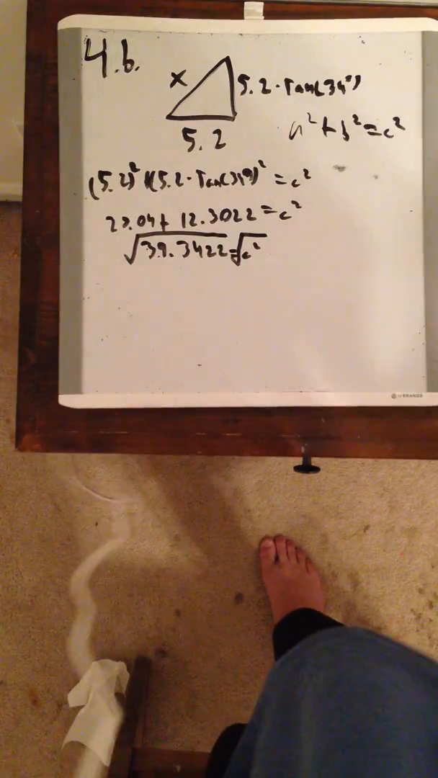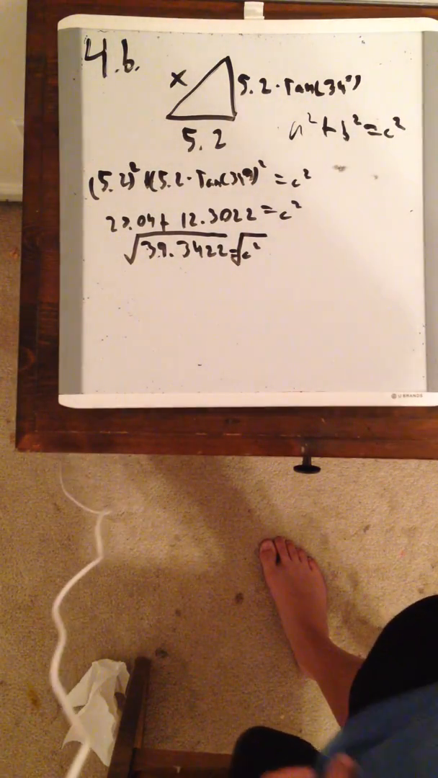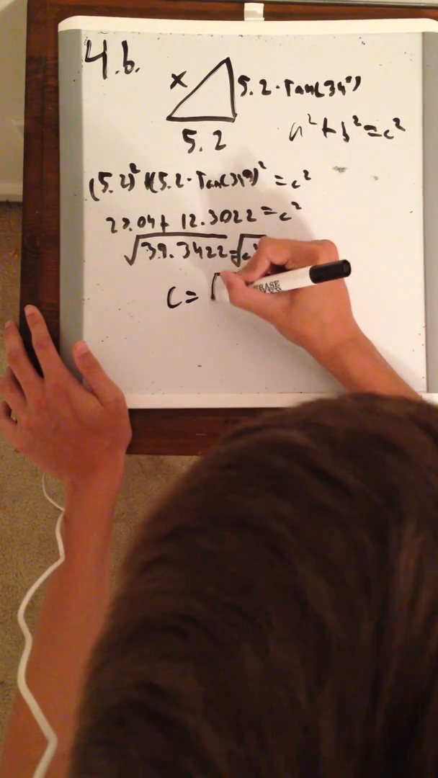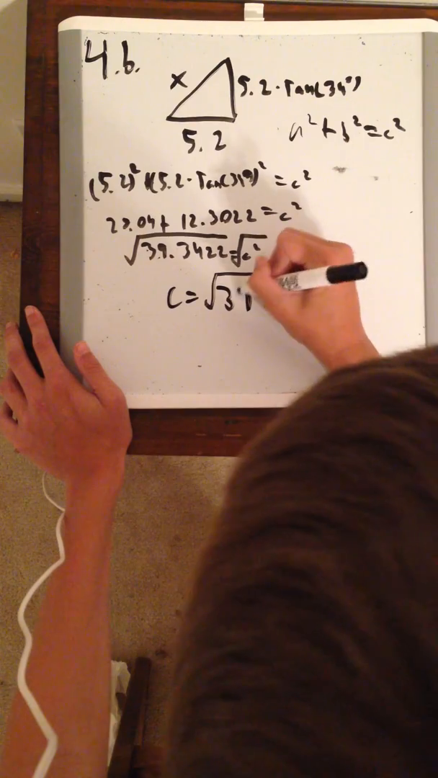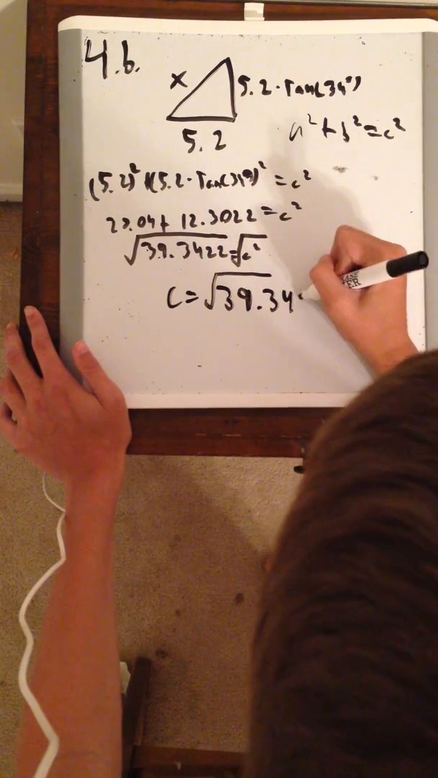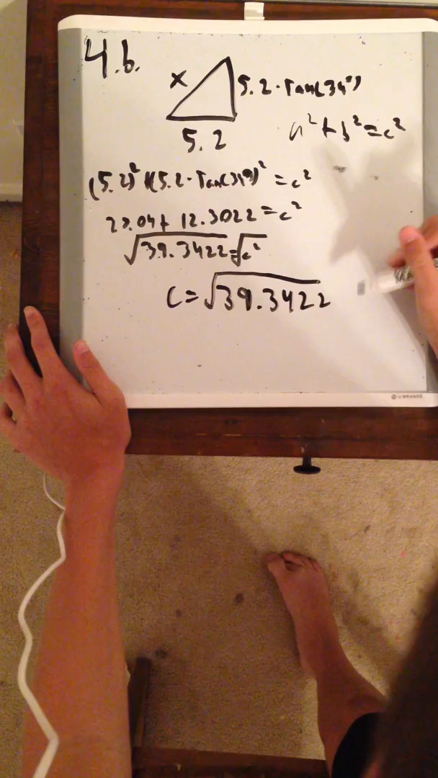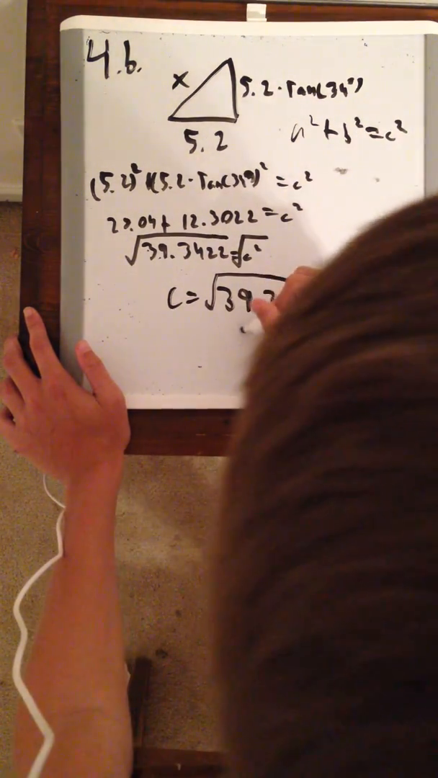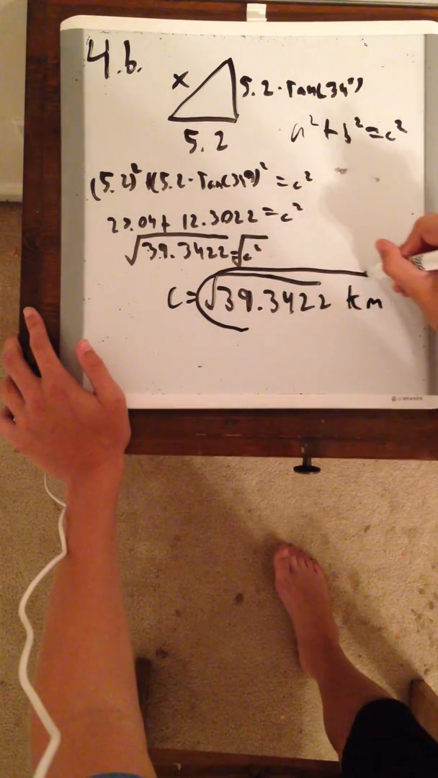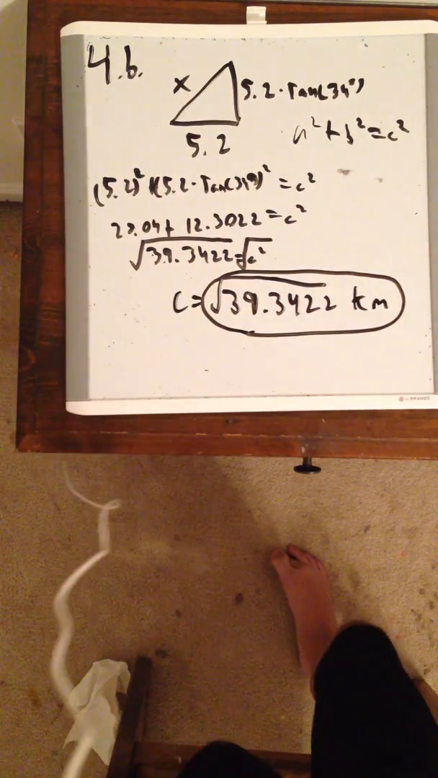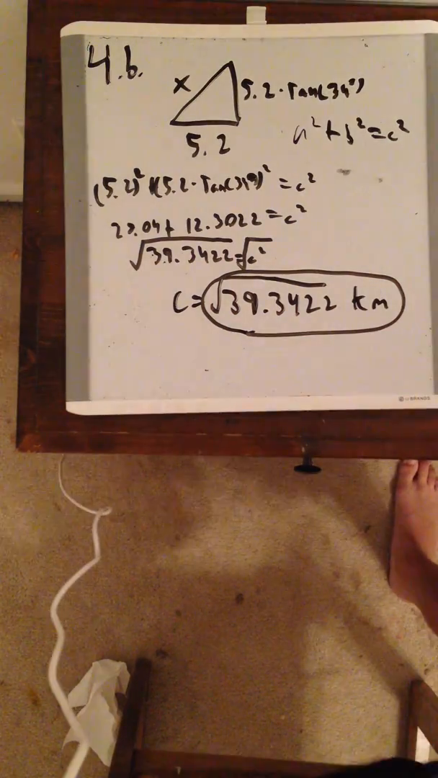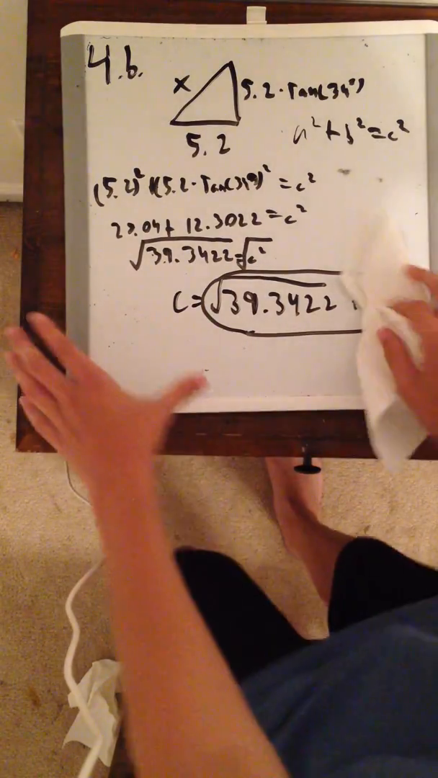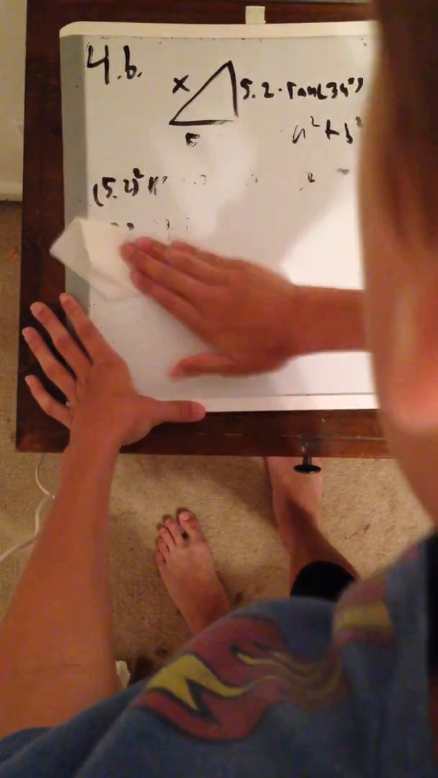And like I said before, we can just take the square root of both sides. But this isn't a perfect square, and we want exact answers, so we're not going to take the square root of that. We're just going to leave it as c equals, or hypotenuse equals, the square root of 39.3422. And we're going to put it in kilometers, because that's how the other ones were. Square root of 39.3422 kilometers. And that's how you find the direct distance from the observer to the rocket, the straight line distance, just like on number 3. So last problem, number 5.